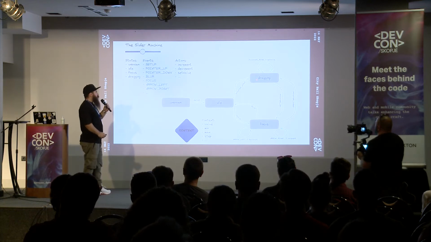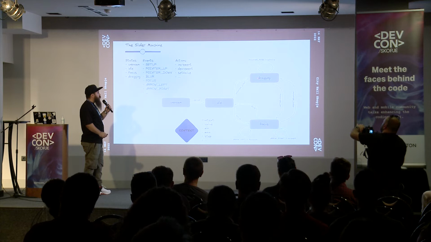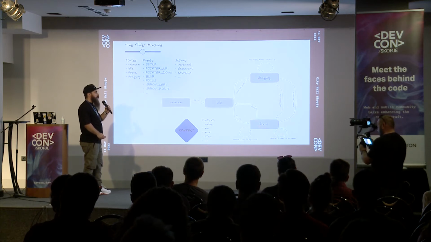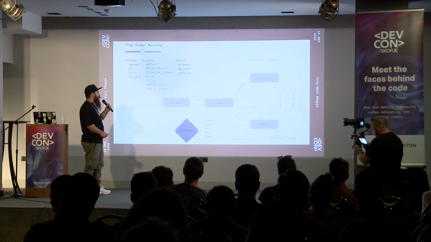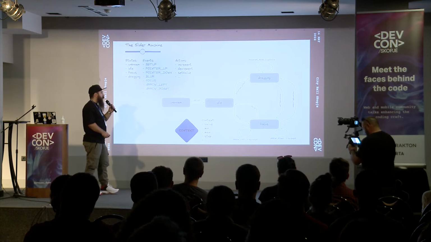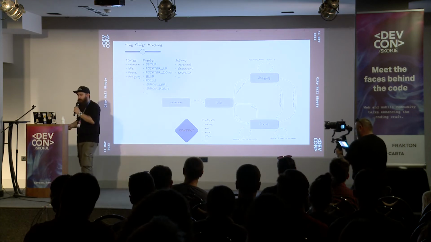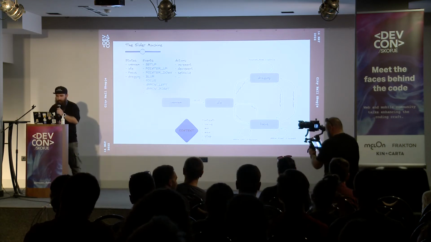And for example, from the dragging state, we can release the mouse, we can go back to the focus state, and if we click someplace else outside of this slider, we'll go back to the idle state. And that is the whole life cycle of the slider machine.